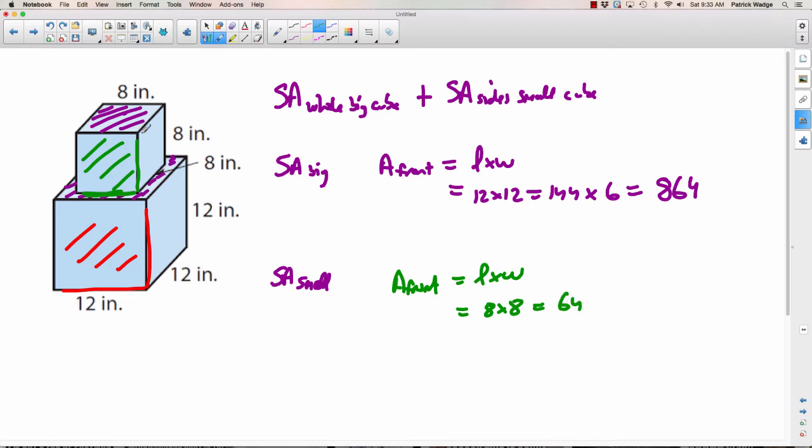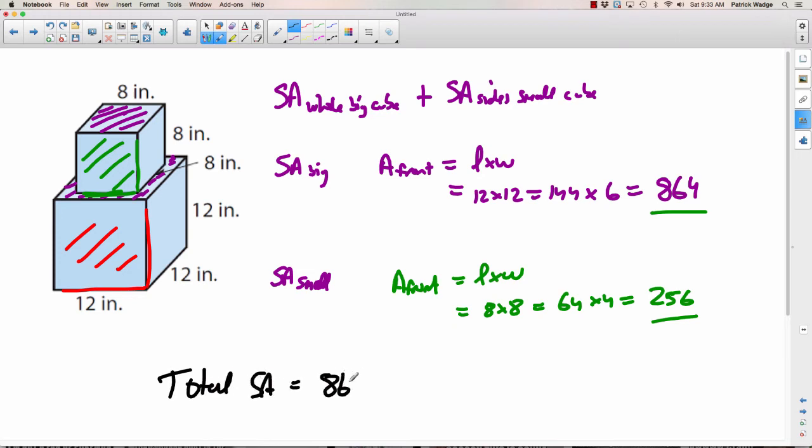Now remember, we're not doing all of them. We're not doing the bottom because you can't paint it. You're not doing the top because we've already done it. You're only doing the 4 faces here. So we're going to multiply by 4 and you get 256. And that's it. There's no other faces to do. We just have to add together the 864 and the 256 and we'll be done. So total surface area equals 864 plus 256, which equals 1,120, and we're talking about inches, so inches squared.